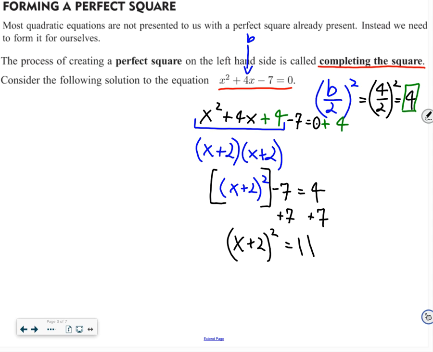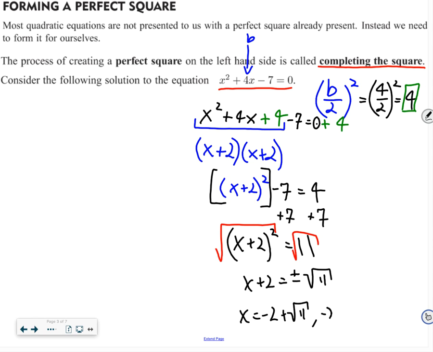Now to solve this, just as I did before, I'm going to square root both sides. I get x plus 2 equals plus or minus square root 11. Subtract 2 from both sides, and I get x equals negative 2 plus square root 11, and negative 2 minus square root 11.